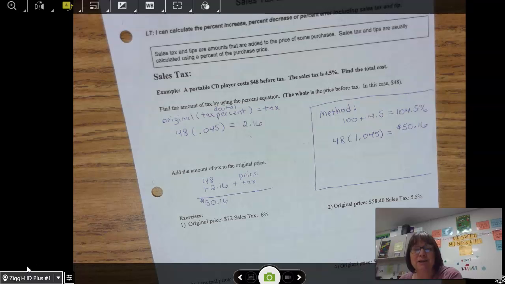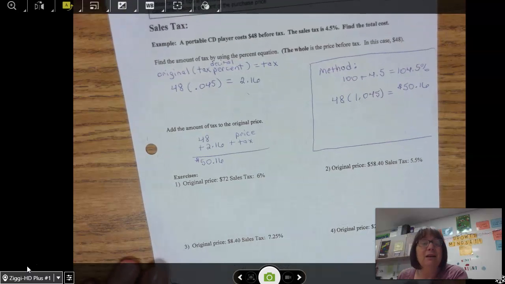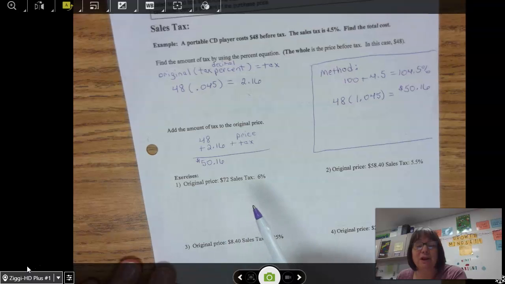So now I'd like you to try some of these. These are all tax problems. We're going to be adding on the tax. So for exercise 1, go ahead and solve using whichever method you prefer.